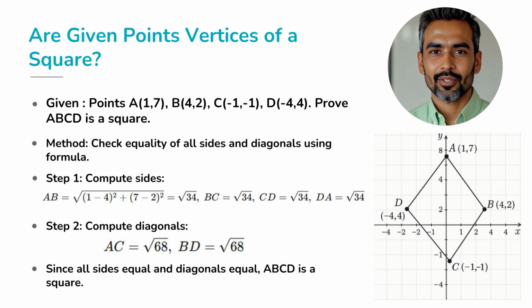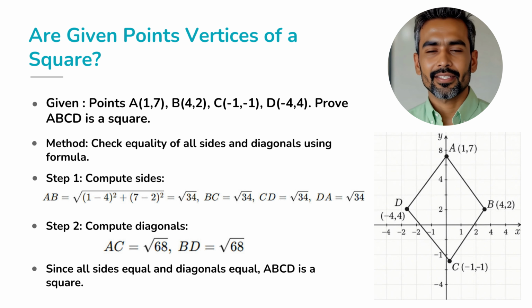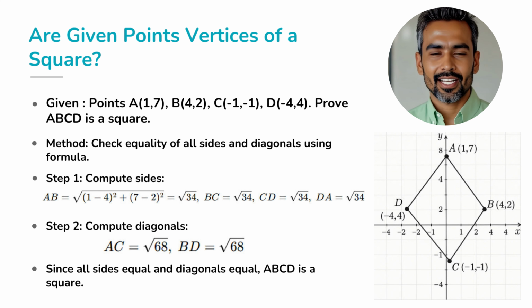Let's crank it up a notch. Consider 4 points, A at (1, 7), B at (4, 2), C at (minus 1, minus 1), and D at (minus 4, 4). Do these points form a square? Step 1. Calculate all sides. AB, BC, CD, and DA each comes out as square root of 34. All equal, good sign. Step 2.